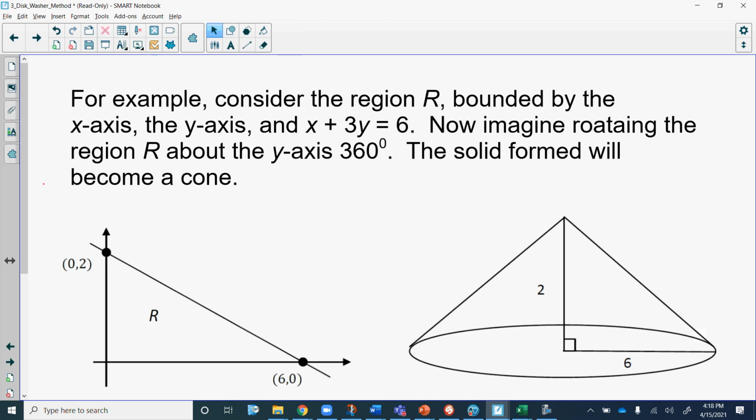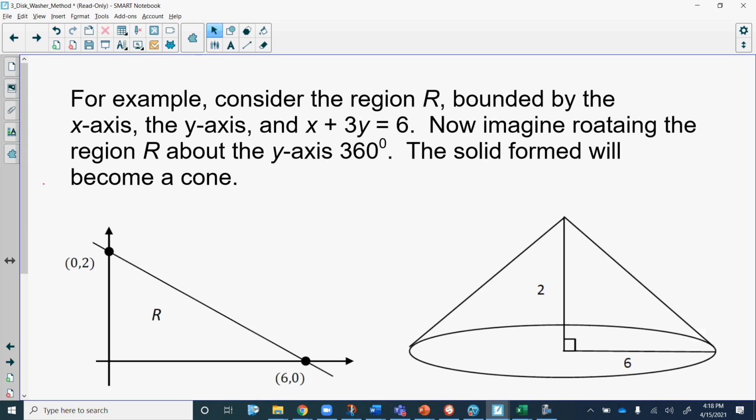There we go. For example, consider the region that we have here, bounded by the x-axis, the y-axis, and the line x plus 3y equals 6. Now imagine rotating that triangular region around the y-axis. So we're going to take this triangular region and rotate it around the y-axis like so.